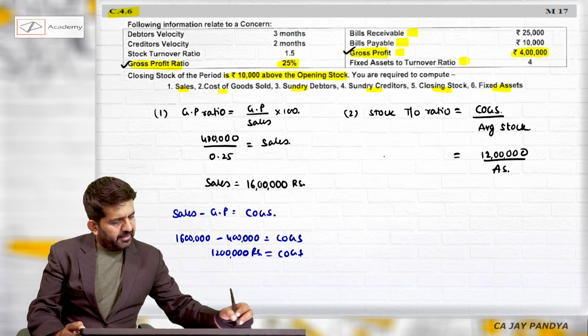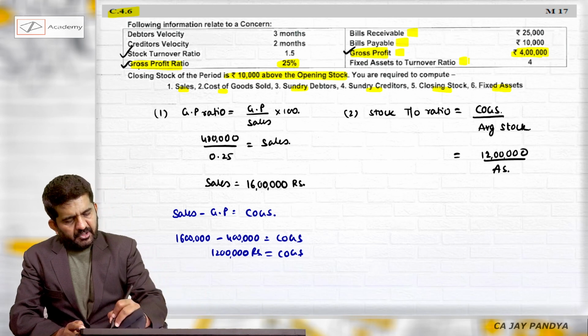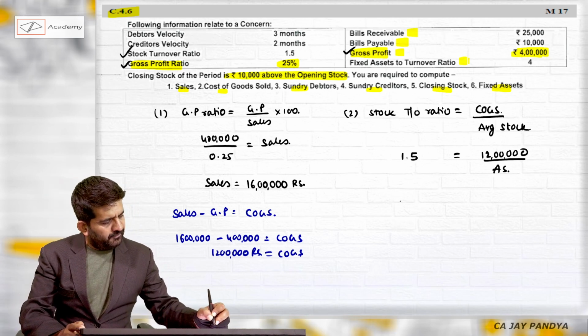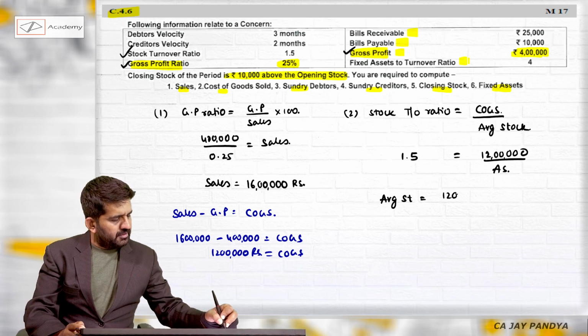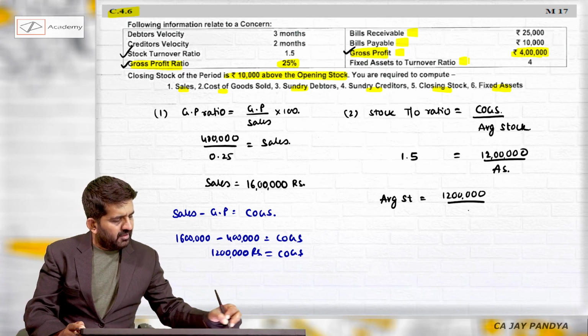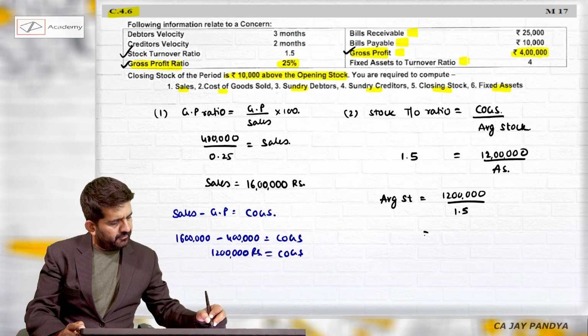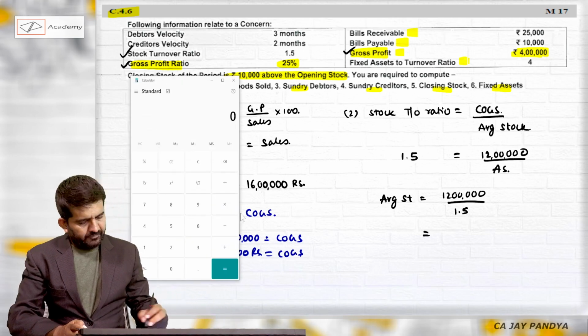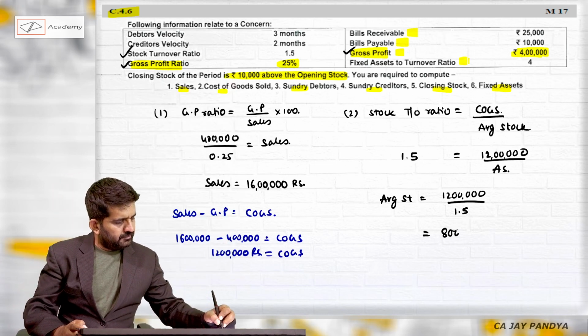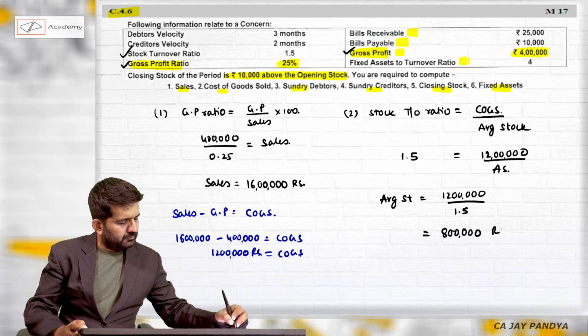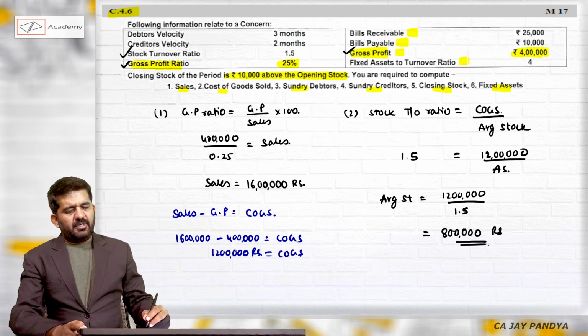Average stock I don't know. Stock turnover ratio is 1.5. So average stock is 12 lakh divided by 1.5, 12 lakhs divided by 1.5, which is 8 lakh rupees. That is nothing but average stock.